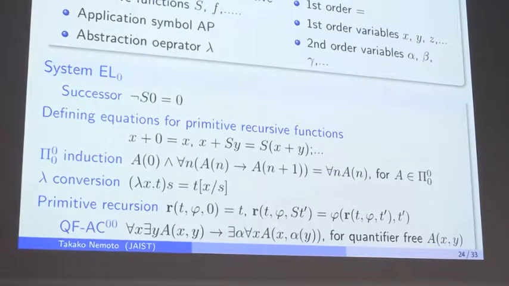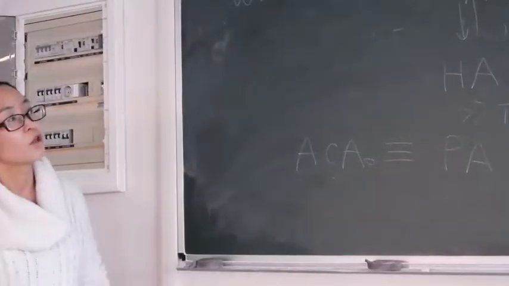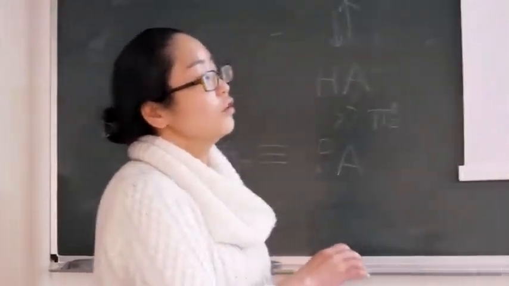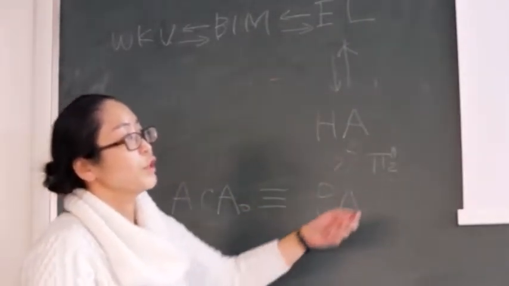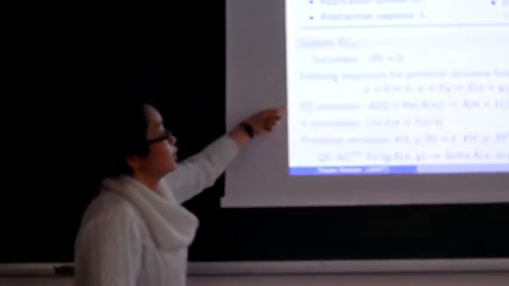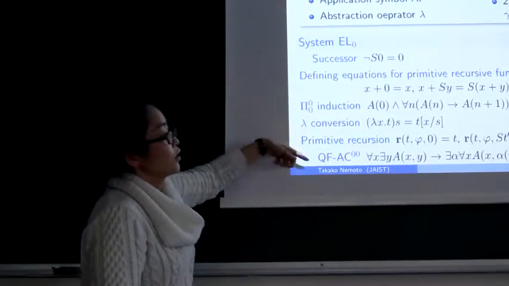So that is suggested, but EL for their systems are too strong because, in a sense, they have the same strength with ACA0. That is not a base theory for Friedman and Simpson reverse mathematics. So we want weakening the system. One attempt is to just use the same language as EL, but weaken only the induction of this system. So weaken the induction into Pi 0 induction for Pi 0 formula, but all other are the same.